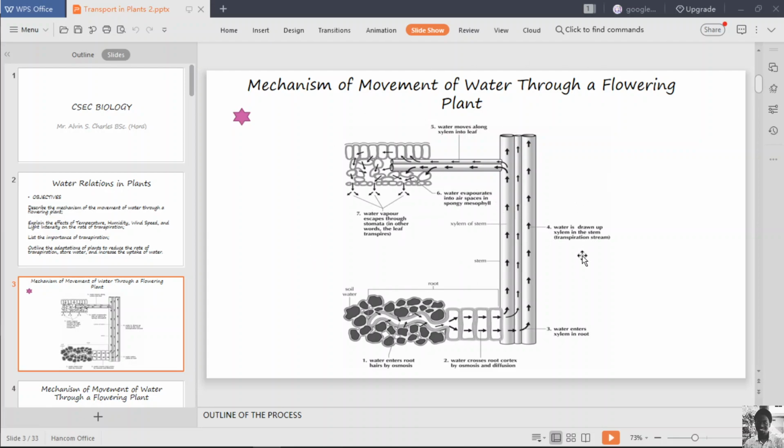So be able to draw, label, and explain this diagram. Spend some time with it. This is the internal structure of the leaf here. This is the soil. Notice that the water forms a film around the soil. The black arrows show you the direction of water movement.